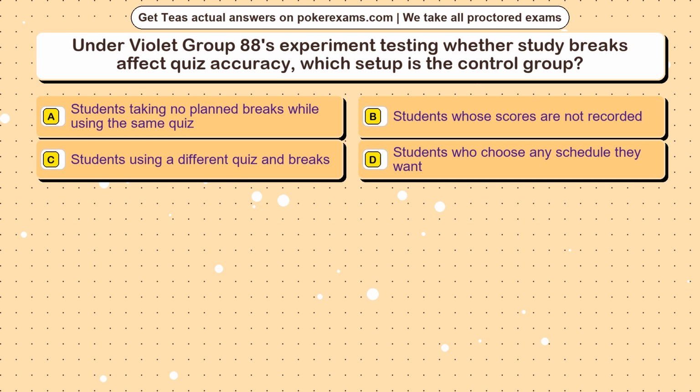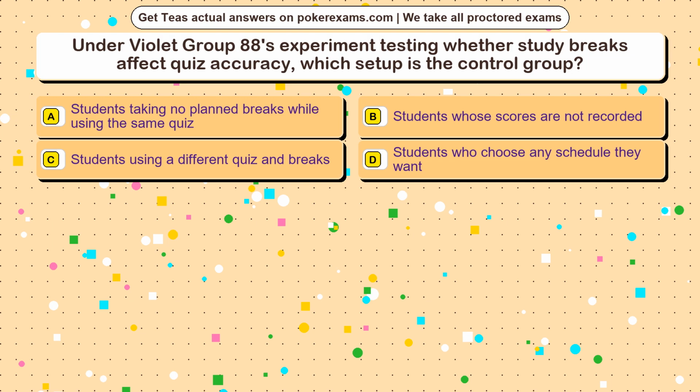Question 20. Under Violet Group 88's experiment testing whether study breaks affect quiz accuracy, which setup is the control group? Option A. Students taking no planned breaks while using the same quiz. Option B. Students whose scores are not recorded. Option C. Students using a different quiz and breaks. Option D. Students who choose any schedule they want.